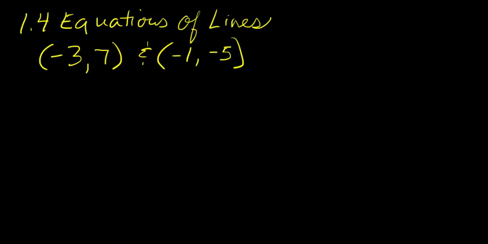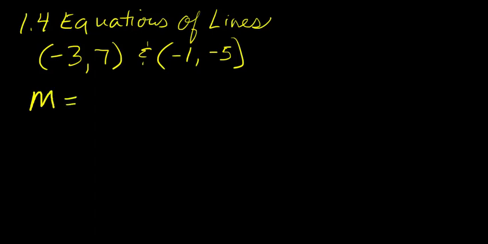In section 1.4, we are writing equations of lines. In this problem, we have two different points and we would like to write the equation of the line that goes through those 2 points. To do this, we first need to know what's our slope.